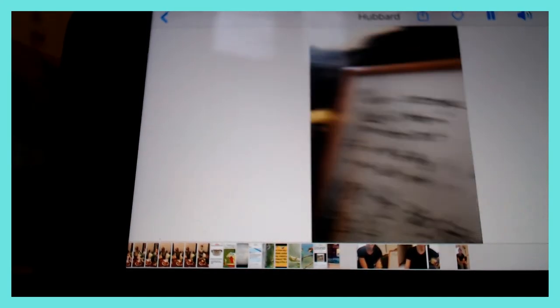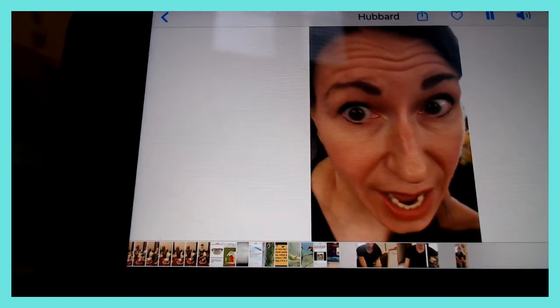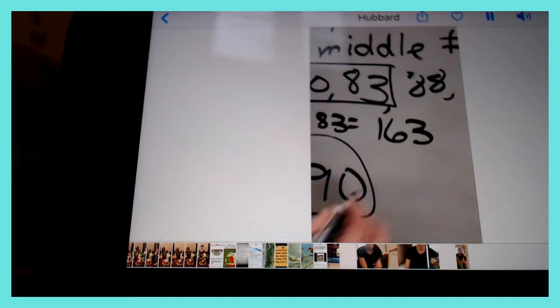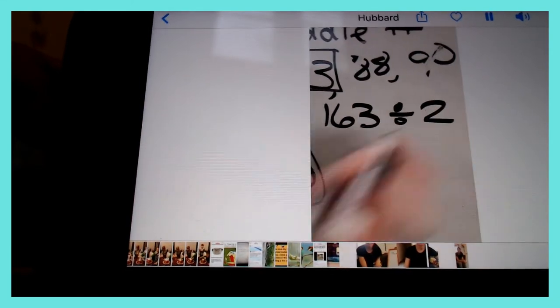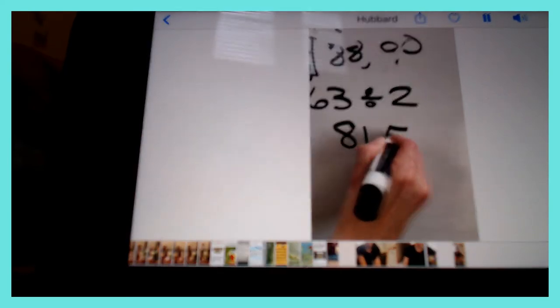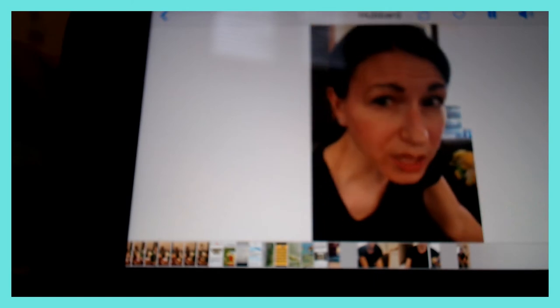Since there are 2 in the middle, remember, we need to add them together and divide by 2. So 80 plus 83 equals 163. Divide that by 2. That's going to give us an 81.5. Leave the 0.5. Don't round on the median.